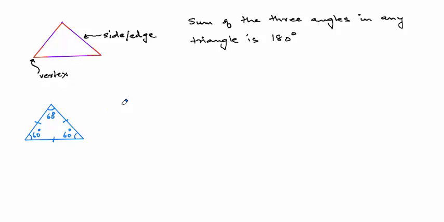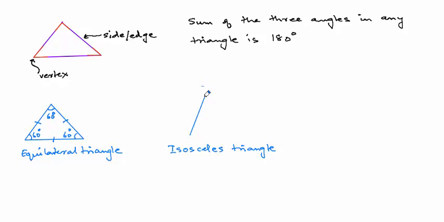60 times 3 is equal to 180. And this is what we call an equilateral triangle. An isosceles triangle is one in which two sides are the same length and the third one is a different length.